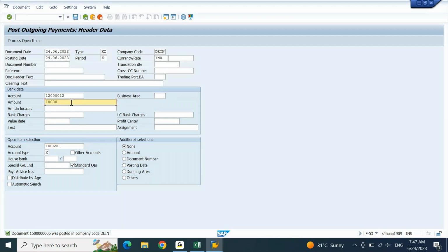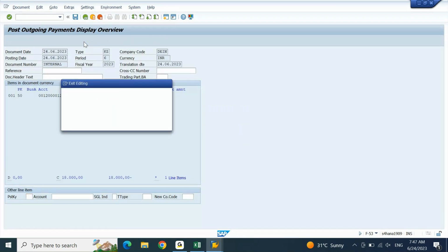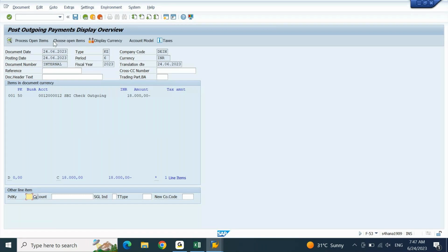You will put 18,000, you will proceed inside. You will select, let's say, 18,000 only. Whatever the balance you have here, let it be 120 rupees or anything. You will take this 120 rupees into charge of difference. You will take this to charge of difference, and here what you will do, let me process open item.